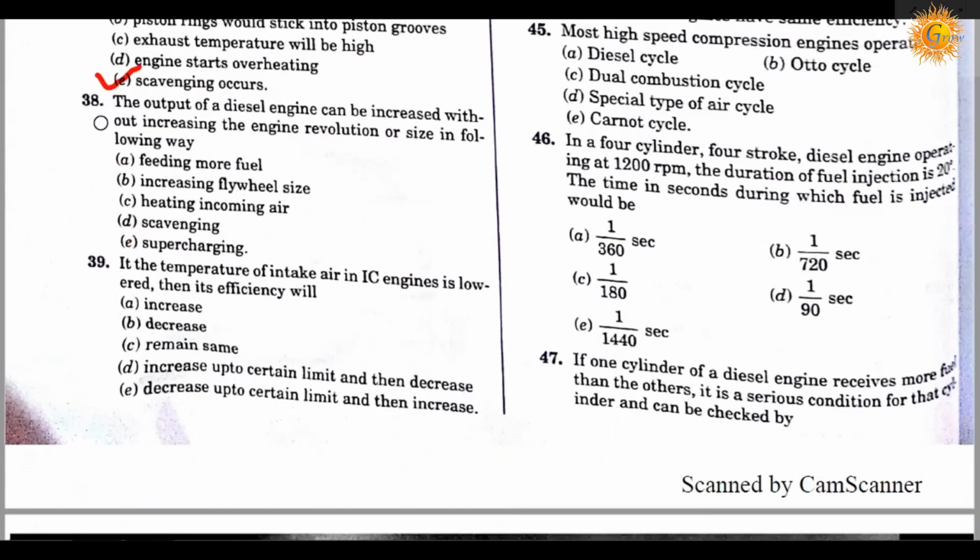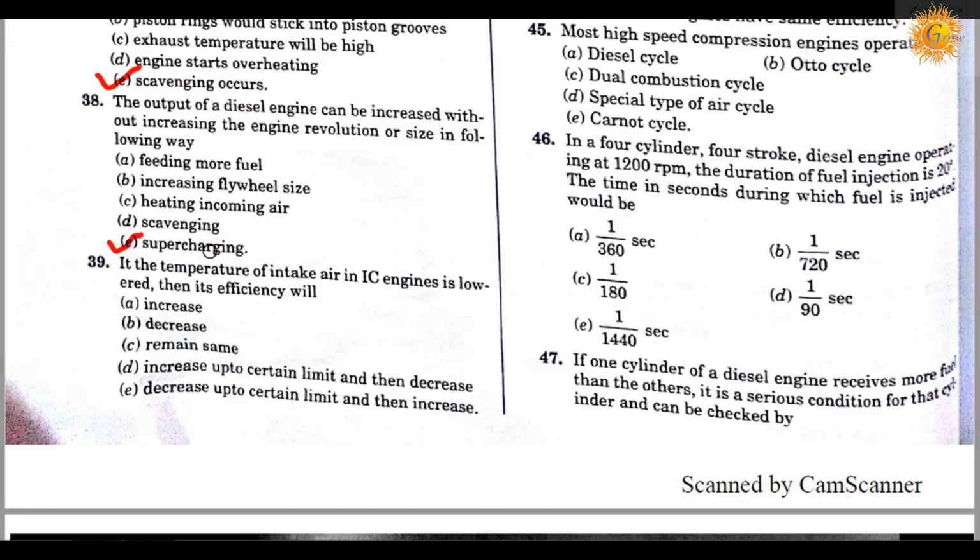Question number 38. The output of a diesel engine can be increased without increasing the engine revolution or size in the following way. Option A, feeding more fuel; option B, increasing flywheel size; option C, heating incoming air; option D, scavenging; option E, supercharging. So the correct answer is E. It will be supercharging.